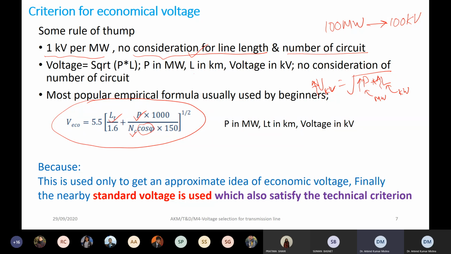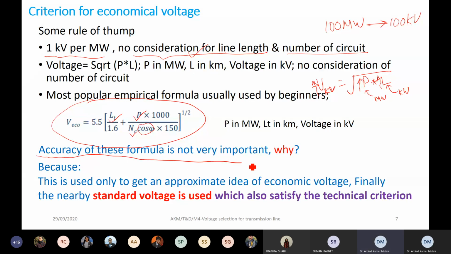Now you may ask me a question: you have explained so much about the economical voltage, but these formulas are very simple and we are calculating very roughly. Why are we not deriving some expression again for the economical voltage? The answer is that the accuracy of this formula is not very important. I will explain now.